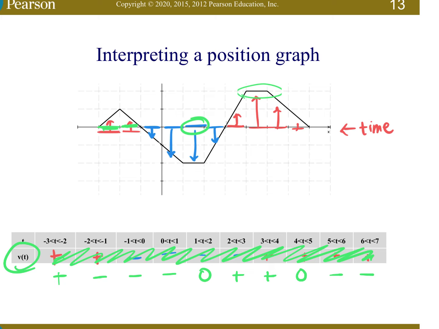Okay, so this tells a story. When velocity is positive, what is the object doing? How is it moving? Forward, or it could be moving up. And when the velocity is negative, then the object is moving backwards. We do not know that it's slowing down. We only know what direction it's going.